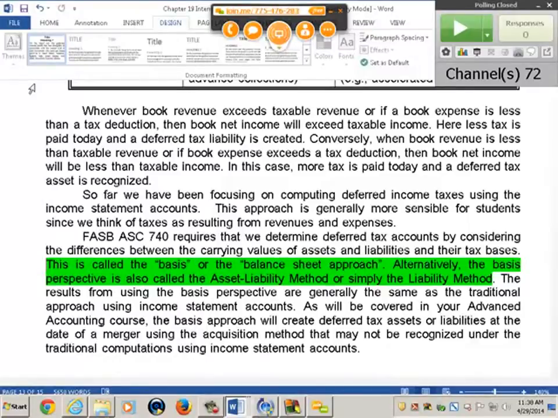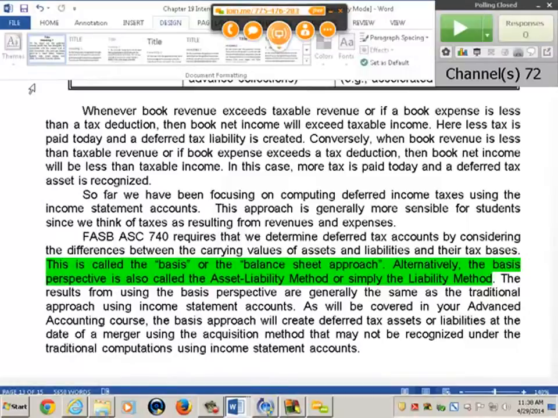Because I have lower future tax deductions, or more future taxable amounts. Now I'm going to show you some things, obviously.